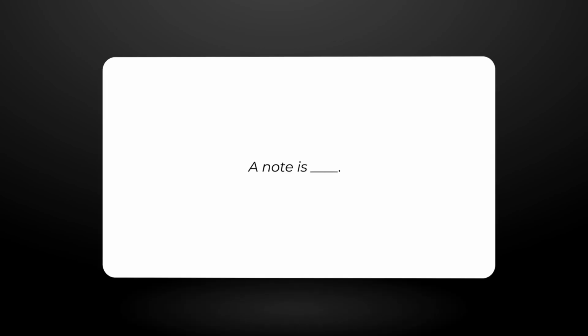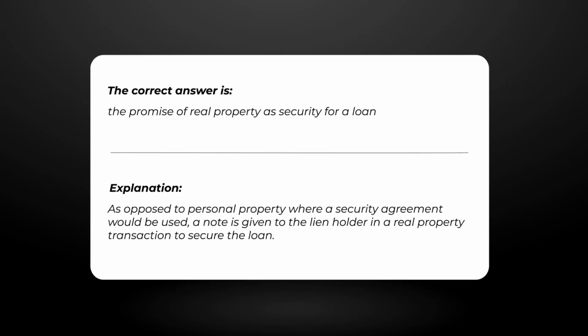A note is? The correct answer is the promise of real property as security for a loan. Explanation. As opposed to personal property where a security agreement would be used, a note is given to the lien holder in a real property transaction to secure the loan.